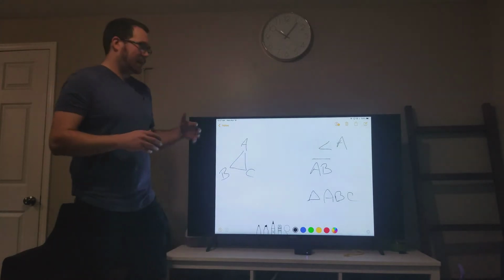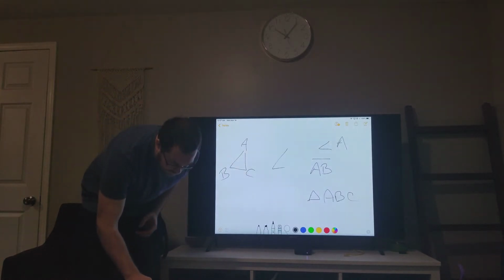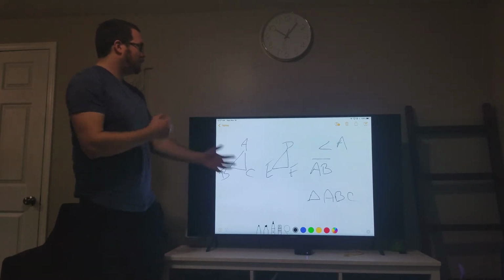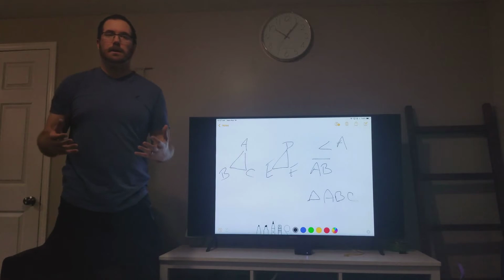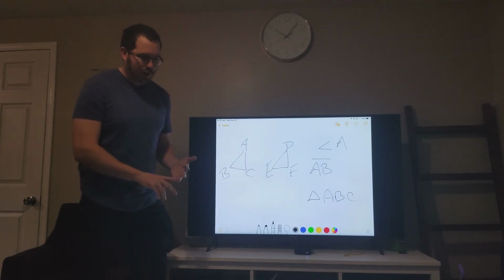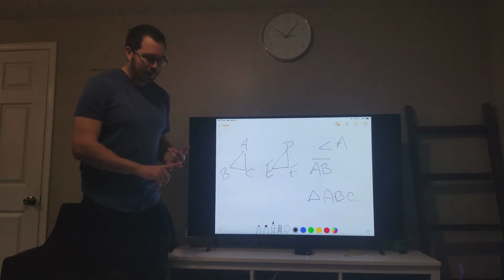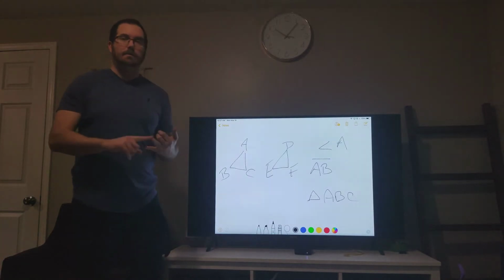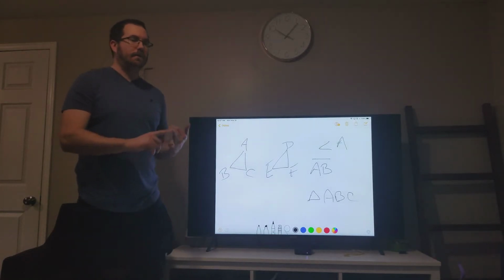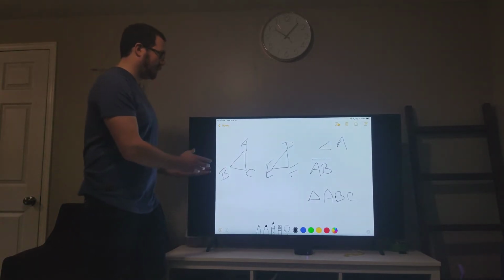So let's take a look at this triangle and compare it to another triangle. Let's draw another triangle here and say that this triangle is D, E, and F. And we want to see, are these triangles going to be congruent? What congruency means is that the triangles have to have two things really in common. They need to be the same shape, and they need to be the same size. If they're the same shape and the same size, then we would say that these triangles are congruent.